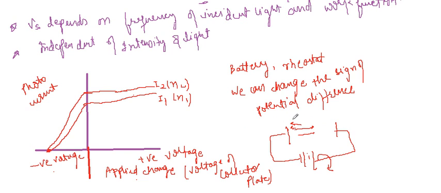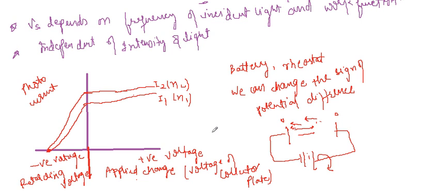If we apply zero voltage, the electrons will not stop; they will have some velocity and still reach the plate. Now we have to apply the opposite charge, and the voltage needed to stop them is called the retarding voltage. The retarding voltage is the same when the frequencies are the same.